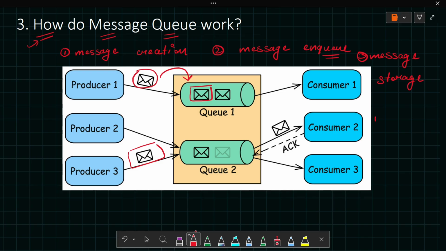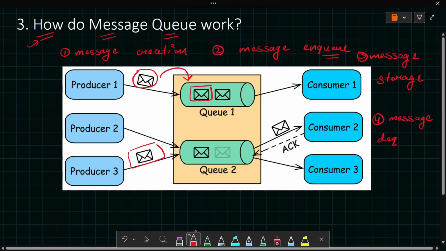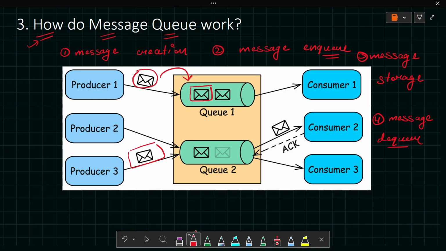The fourth, and very important, is message dequeue. What is the meaning of message dequeue? Like we discussed message enqueue, we have message dequeue. Here you can see the blurred message. So this is message dequeue, meaning now the message is out of the queue. This is known as message dequeue. And then we have acknowledgement.